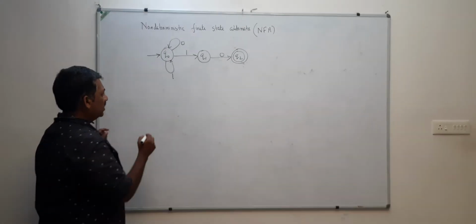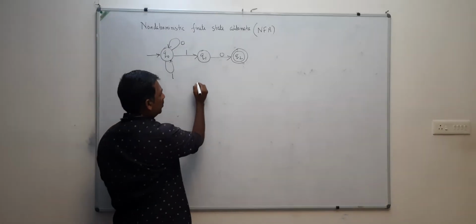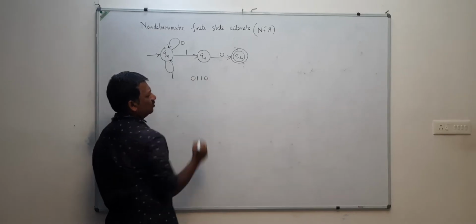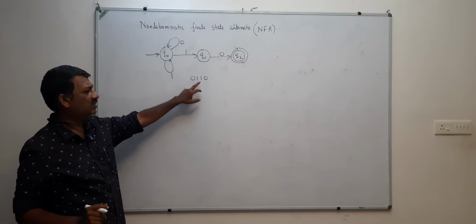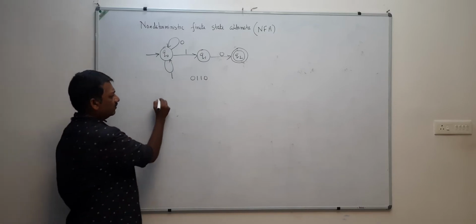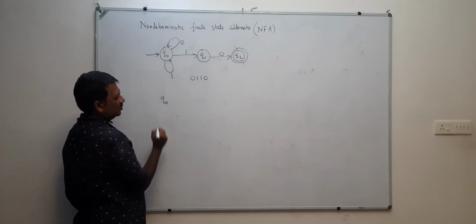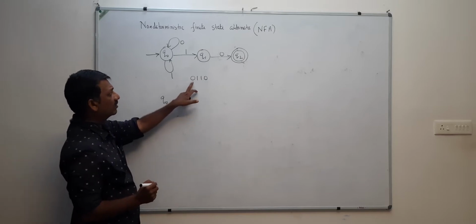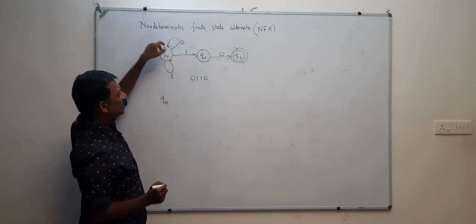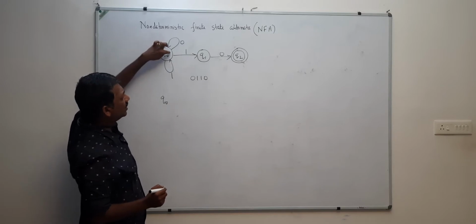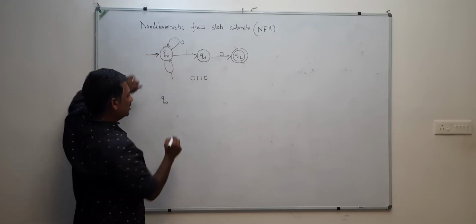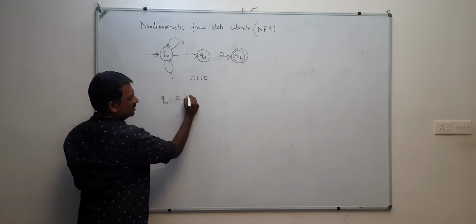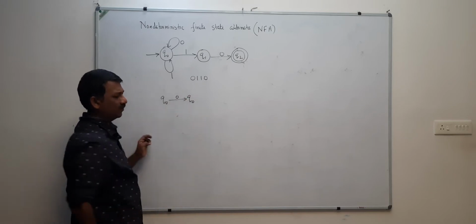For example, initially suppose that you have the input symbols 0 1 1 0. Suppose that initially the finite control is in state Q0, and Q0 upon reading 0, what will happen? Q0, that is unique, that means Q0 upon reading 0 is staying in the same state Q0.